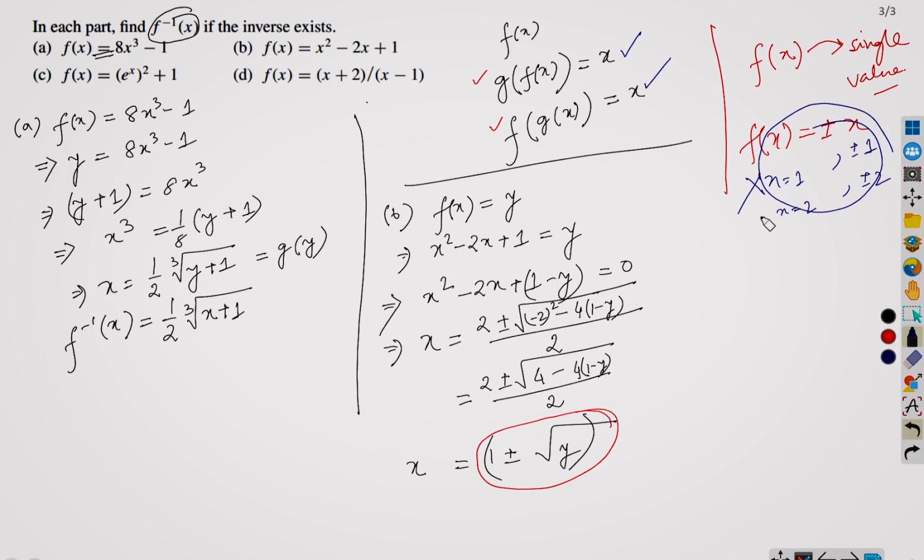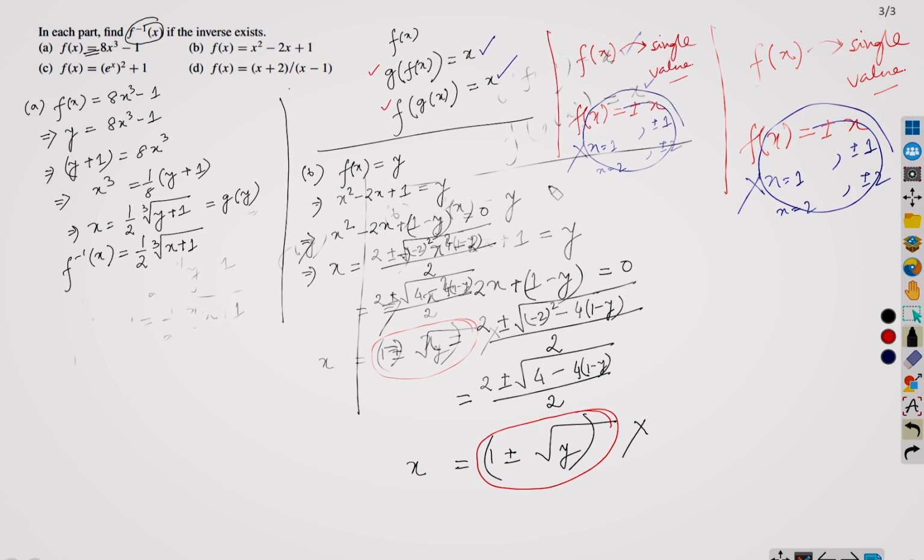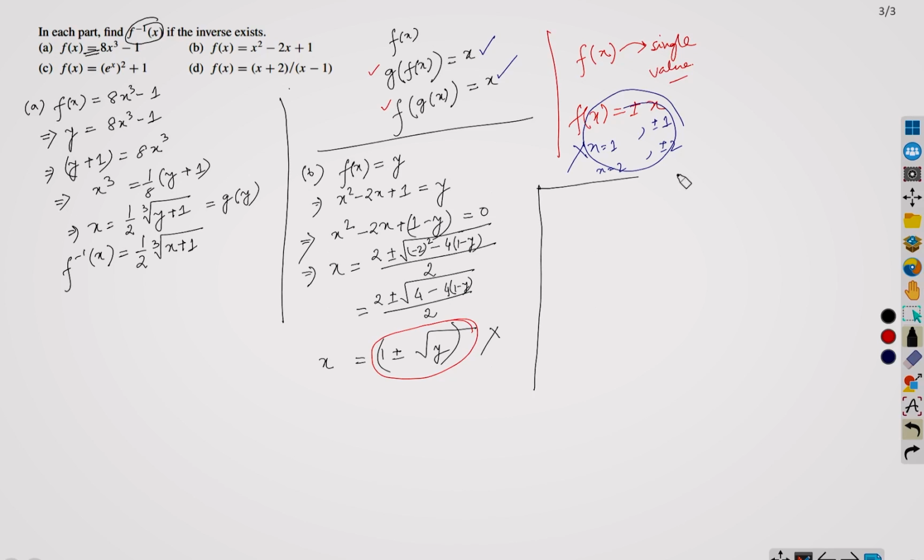So this is not a function actually. A function output should be unique. At a time, there should be only one value. But in this case, we have two values, right? One is 1 plus square root of y and another is 1 minus square root of y. So this cannot be a function. So in this case, it is not possible to obtain the inverse. So the inverse does not exist. Let's work on problem C.